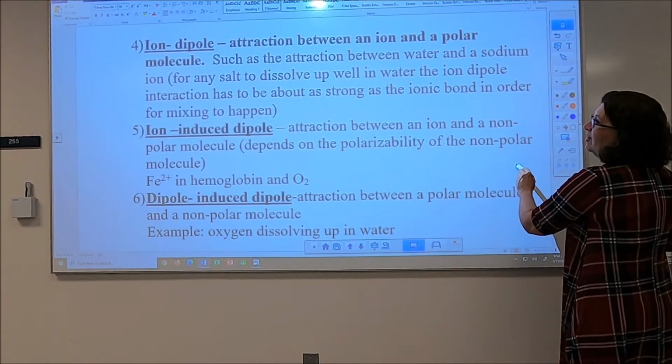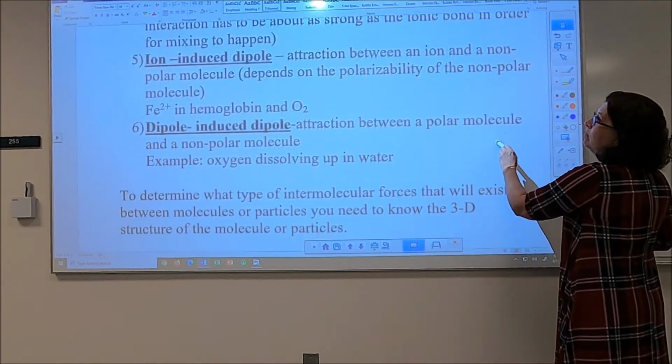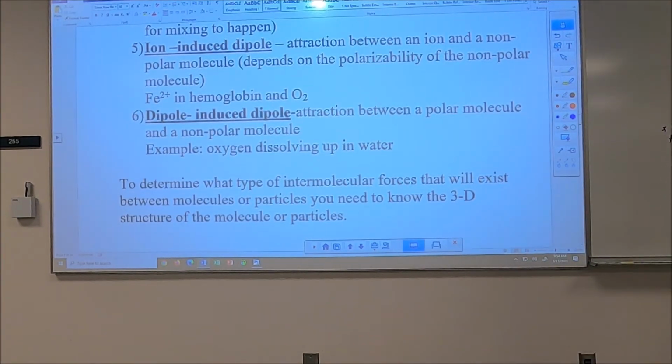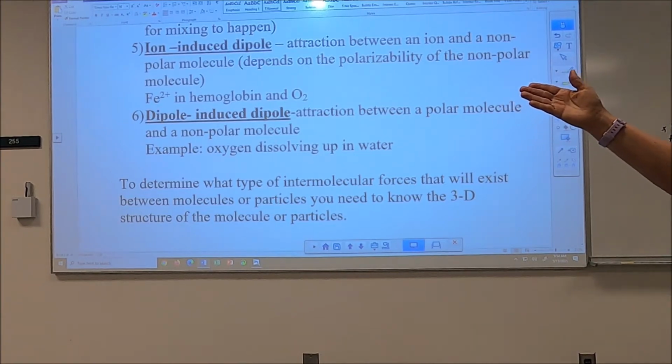Okay? There is the ion-induced dipole. It's the attraction between an ion and a non-polar molecule. And it depends on the polarizability of the non-polar molecule. It's important in things like iron 2+ ions binding oxygen in hemoglobins.